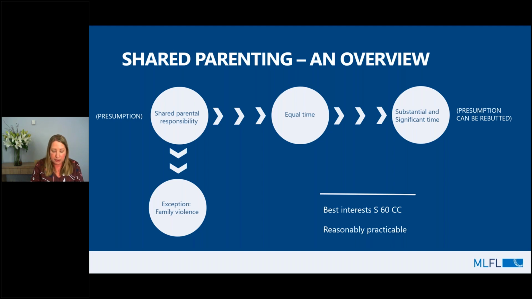An effort was made to place greater emphasis on the need for both parents to be involved in their children's lives after separation. How the court considers what's in the children's best interest is set out in Section 60CC of the Family Law Act. It's a legislative path that judges follow when making decisions about parenting matters. And a court must also consider whether a child spending equal time with each of the parents is reasonably practicable, and if it is, consider making an order for equal time.